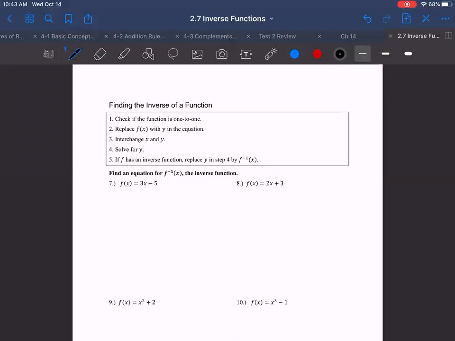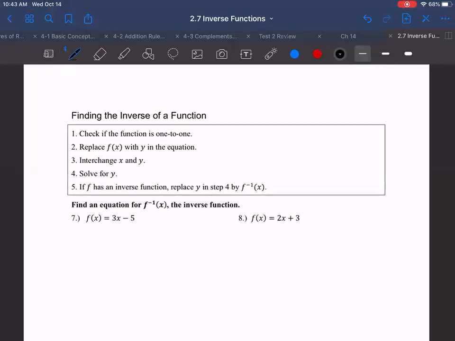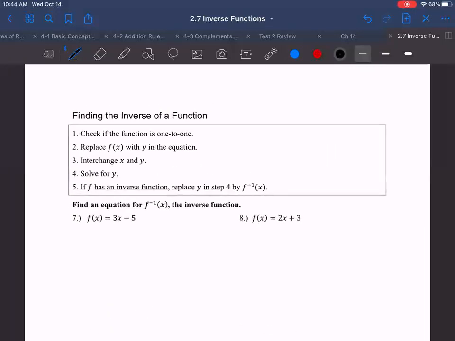And then the final thing we have to do is find an inverse function if we're given a function. The way we do this is we follow these steps. First, you have to check and see if the function is one-to-one. In other words, you have to make sure that it passes the horizontal line test like we just did on the previous page. You have to think about what the graph looks like and see if it passes that test.